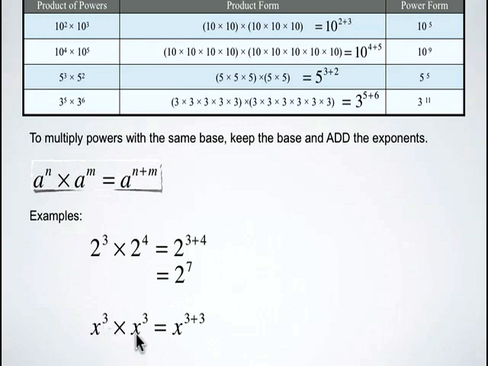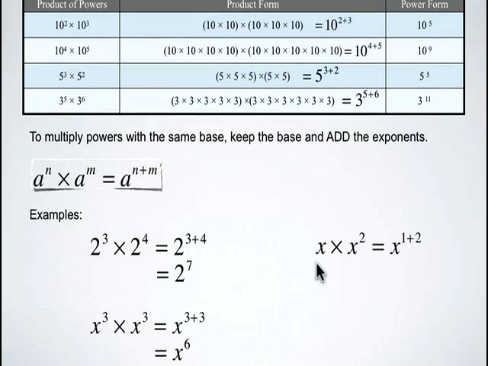x to the 3 times x to the 3. So here I have a variable for my base, or a letter instead of a number, but all that matters is that the bases are the same. So I keep the base the same, x, and I'm going to add my two exponents, 3 plus 3. In expanded form, it would look like this, 3 x's followed by 3 x's in a repeated multiplication, which is 6 x's in a repeated multiplication, or x to the 6th, 3 plus 3.